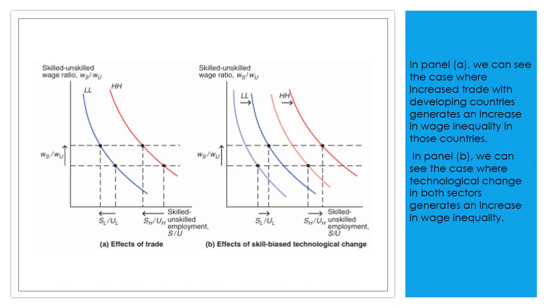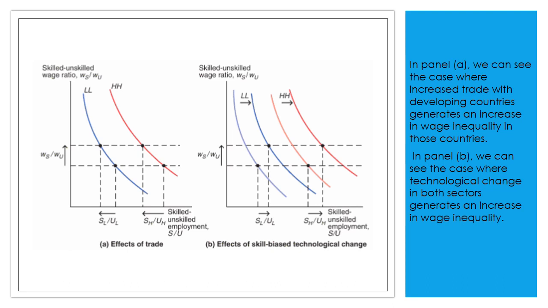And in panel B, we can see the case where technological change in both sectors generates an increase in wage inequality. This technological change is classified as skill-based because it shifts the relative demand for skilled workers in both industries. As you can see, both the LL and HH curves shift, and it also results in greater productivity gains in the high-tech sector due to its complementarity with skilled workers.